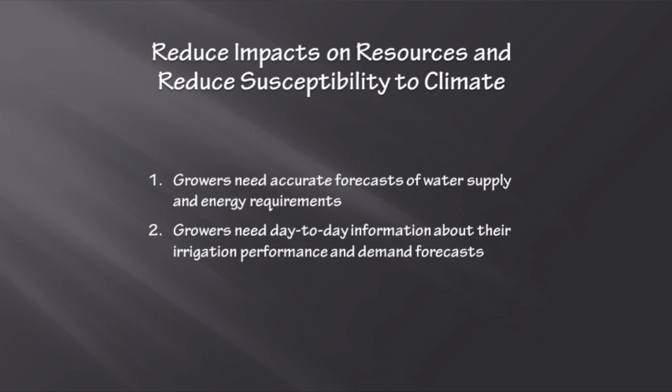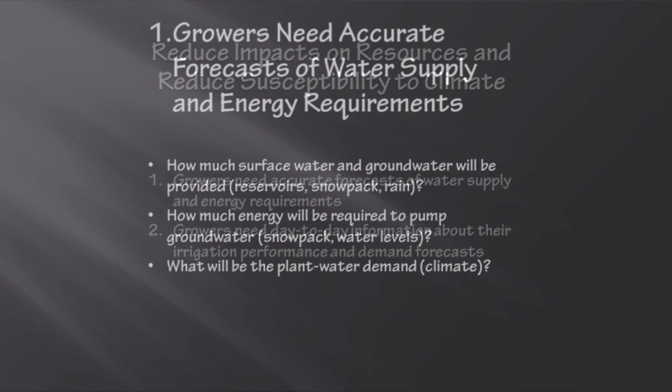So what I'm saying is let's reduce the impacts on resources and reduce susceptibility to climate. And how can we do that? Well, growers need accurate forecasts of water supply, and they need to know how much energy is going to be required for their irrigation technologies. And growers need day-to-day information about their irrigation performance and the plant potential uptake. So this is where it gets into the modeling, the hydrologic modeling, and climate modeling.